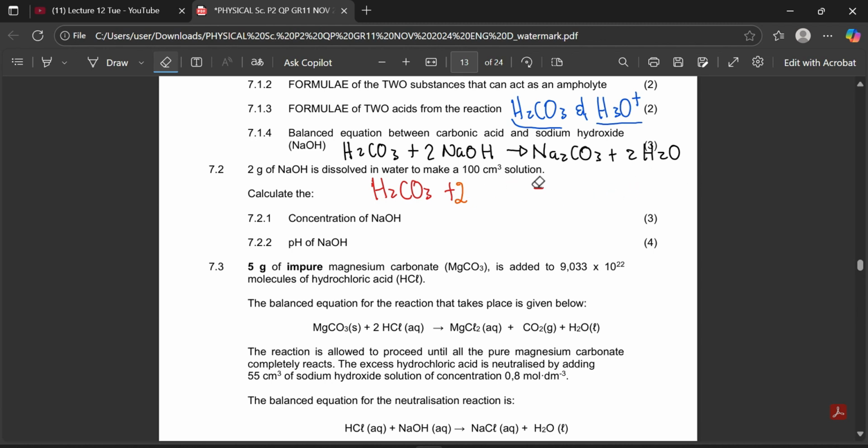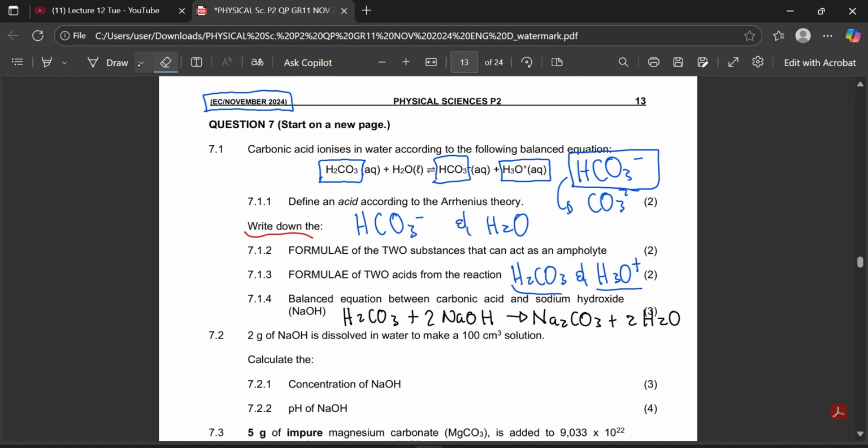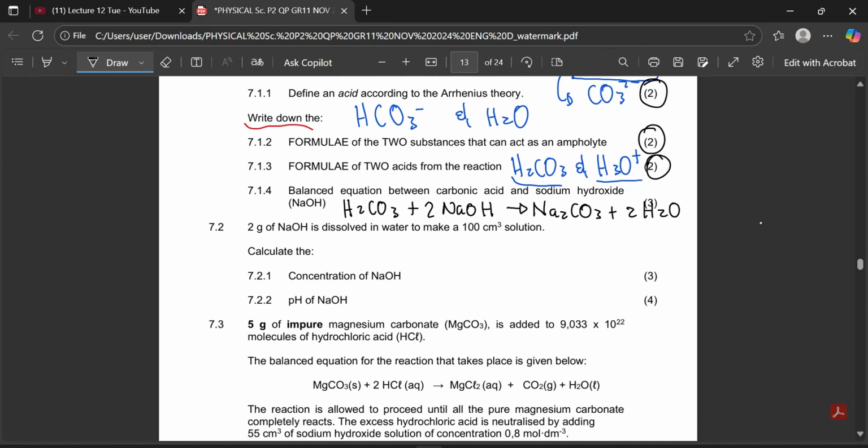Okay, so that is our balanced equation. 3 marks. So you've got yourself 3 marks for the definition. So it's just something over there, something over there, and 3 marks over there.